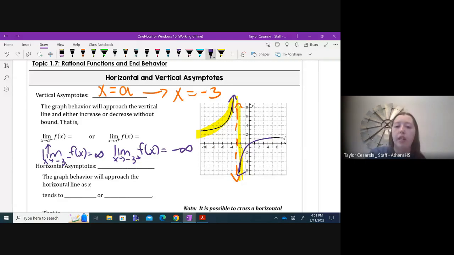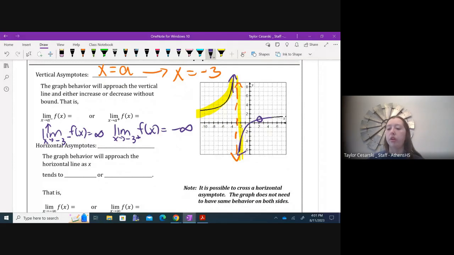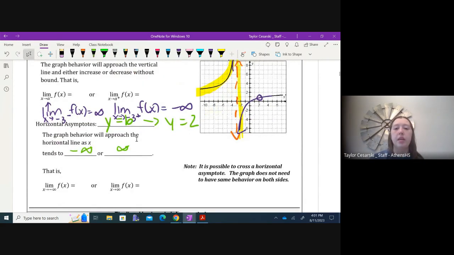If there was a hole right here, then both the left and the right side would approach 1, for example. All right, so then horizontal asymptotes are in the form of y equals b, y equals some number. So in this case, it looks like maybe it's at y equals 2, okay? And so as we go to negative infinity or positive infinity in terms of our end behavior, it will approach that horizontal asymptote. So in this example, as x approaches negative infinity, as it goes to the left, it's getting closer to 2. And as it goes to the right, it's getting closer to 2 as well.